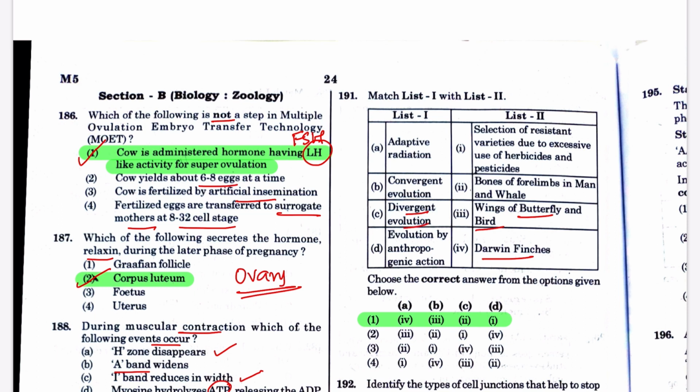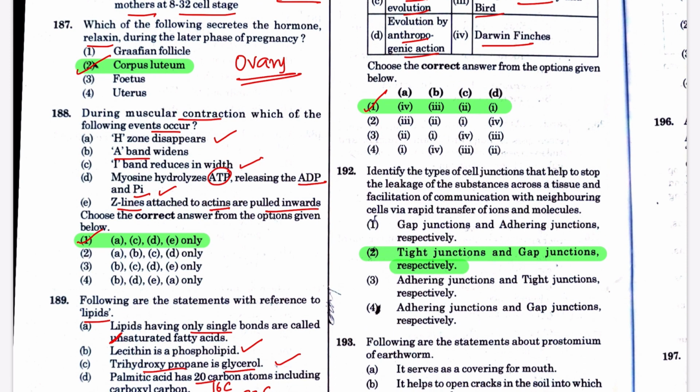So option 2 must have been correct. Bones of forelimbs in man and whale. And evolution by anthropogenic action, which is man's actions. Okay, so selection of resistant variety due to excessive use of herbicides and pesticides, man-made actions, right? So option 1. Okay, 192, identify the types of cell junction that helps to stop the leakage of substances.